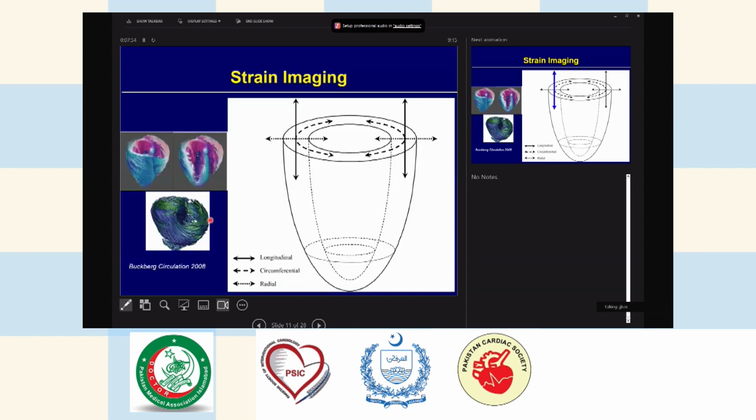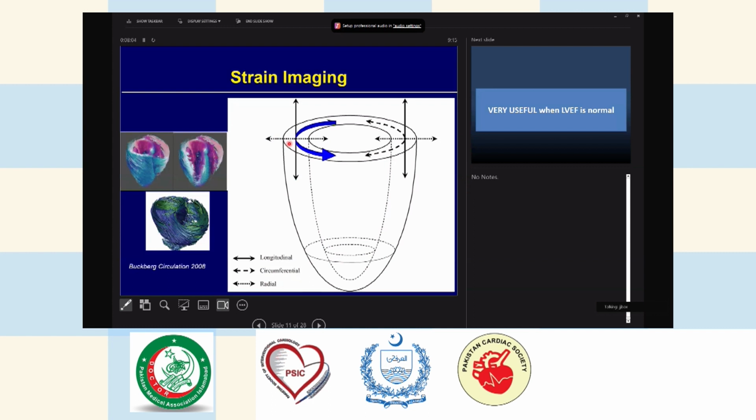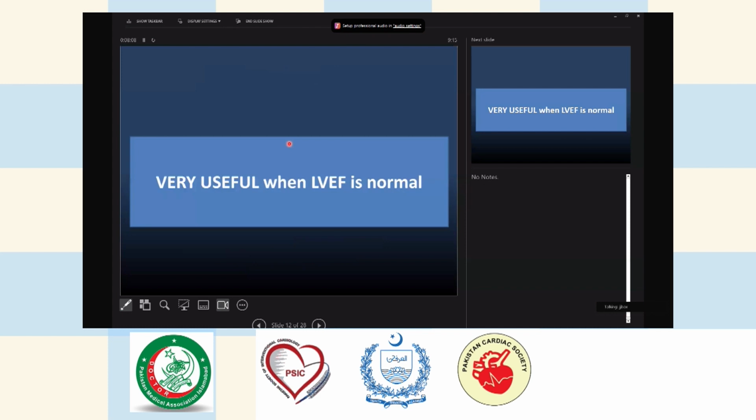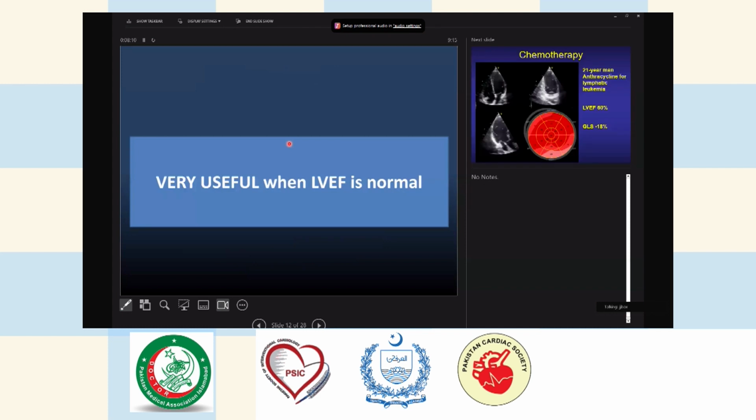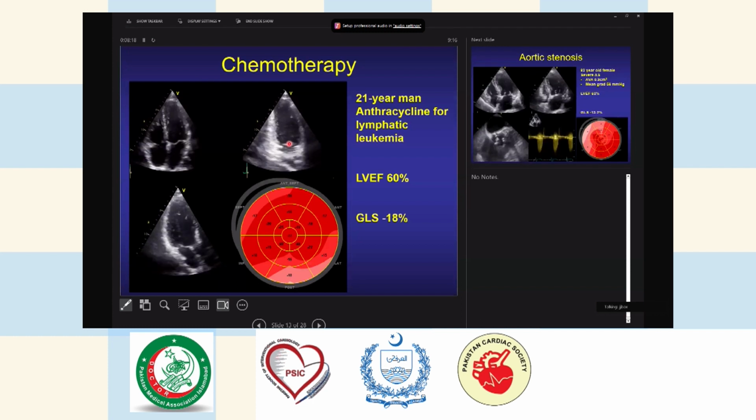The strain imaging comes like this. We can do it in the longitudinal, we can do it in the circumferential and the radial. That gives us very complete information, but in daily practice it is what I just showed you. We use these polar plots. It's very useful when ejection fraction is normal and still something is going on with that heart.